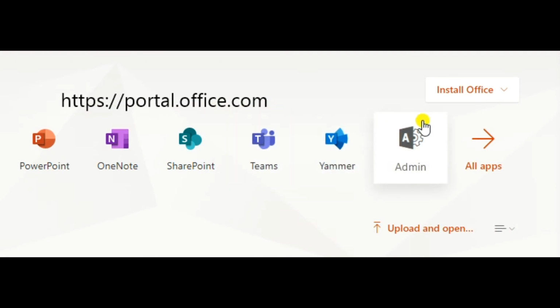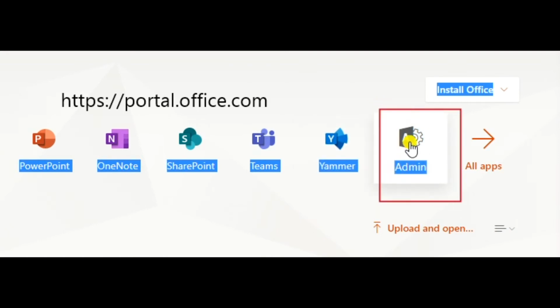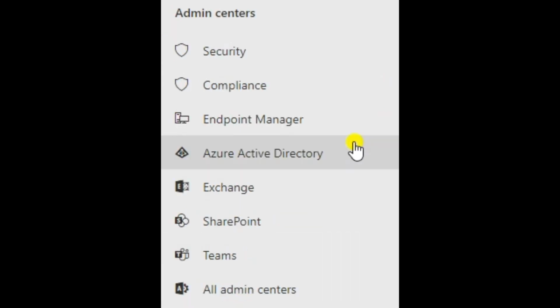Once you log in, you're going to see this screen which has all the different Microsoft products. Now, if you are logged in with the correct account, you will have this admin option here. You're going to want to select admin. Once the admin page loads, you want to click on the show all box at the bottom here to expand the menu. Once the box expands, scroll down until you find Teams under Admin Centers and click on that.